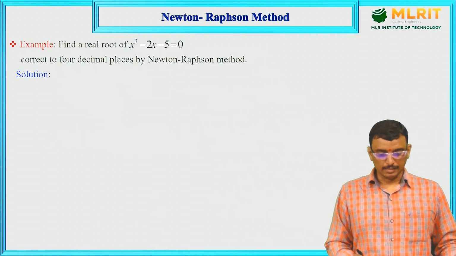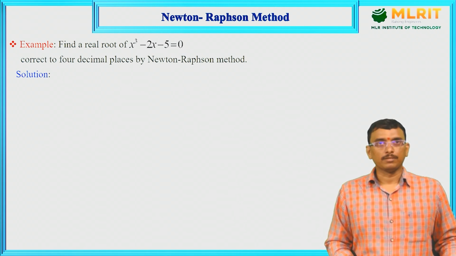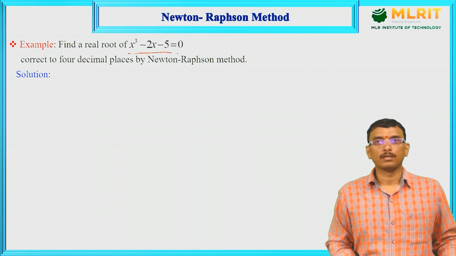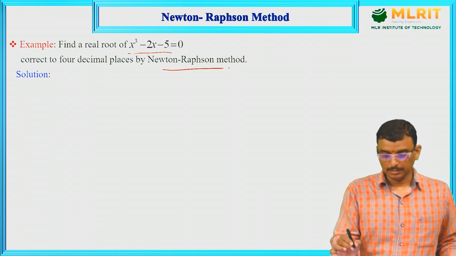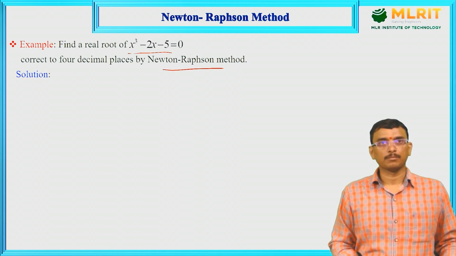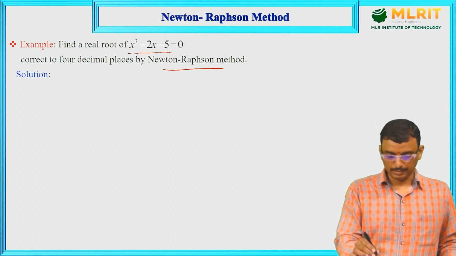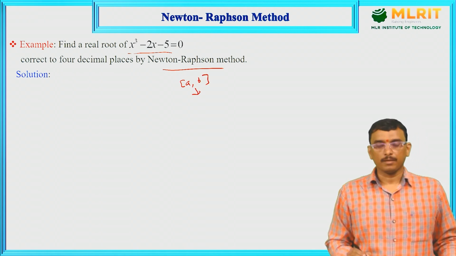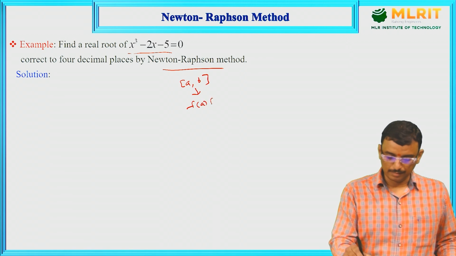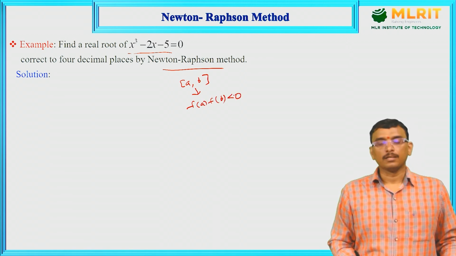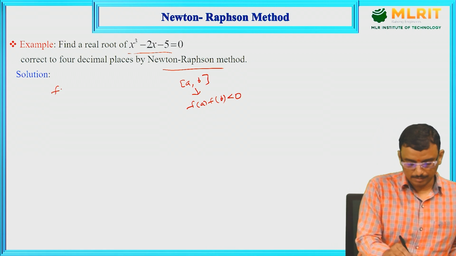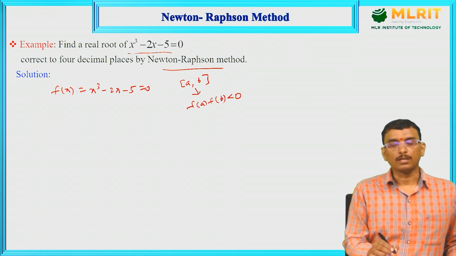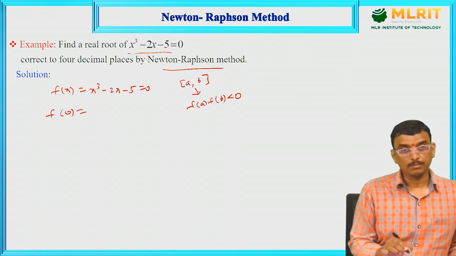Now we'll see the example on Newton-Raphson method, to find a real root of the equation x cube minus 2x minus 5 is equal to 0, corrected to 4 decimal places by using Newton-Raphson method. So here the interval is not given, the initial guess is not given, so we have to find the interval a and b, where the root lies, using the intermediate value property. So we can find opposite signs, f of a times f of b less than 0. Right, so let f of x is equal to x cube minus 2x minus 5 is equal to 0. Now consider f of 0. So x is equal to 0, I am taking f of 0.